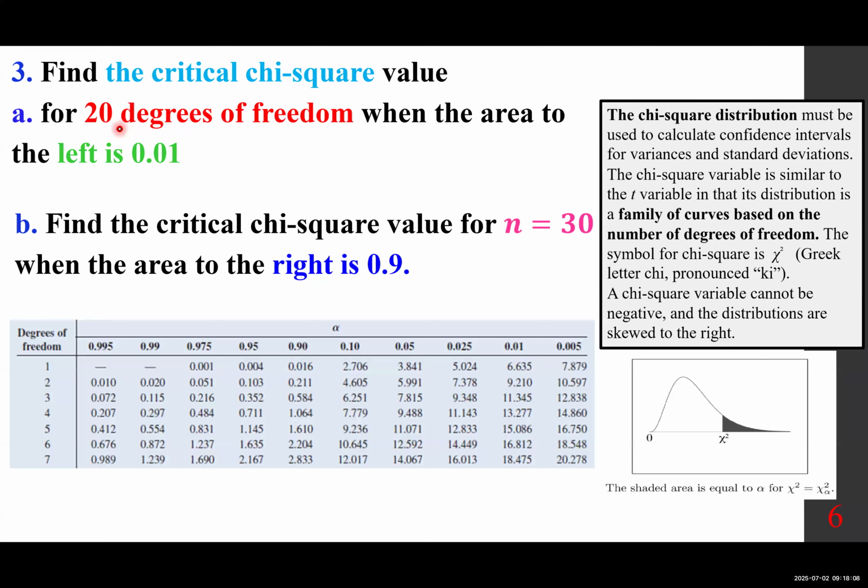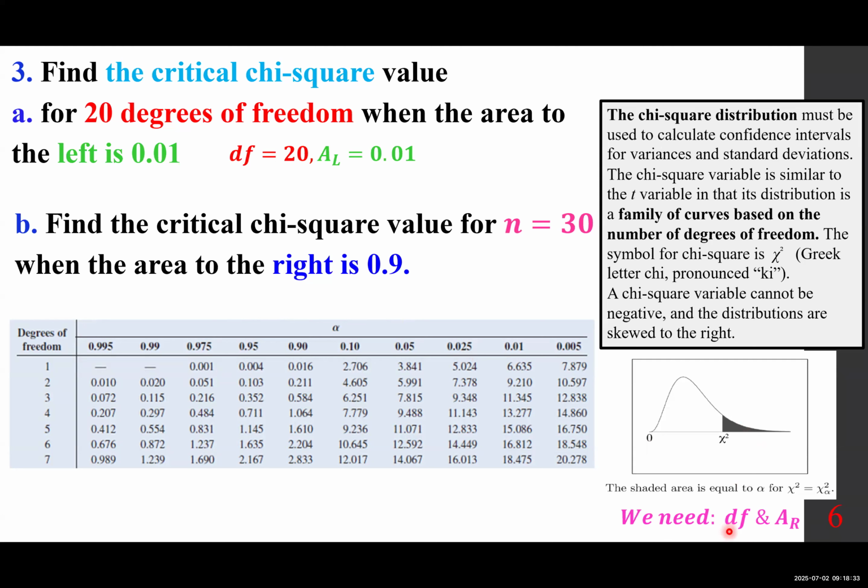Degrees of freedom is given, so I don't have to subtract 1. Area to the left is 0.01. This is given, and therefore what is missing is the area to the right. The way this table works, you need the area to the right. Remember the total area under the curve is 1, so subtract this from 1.